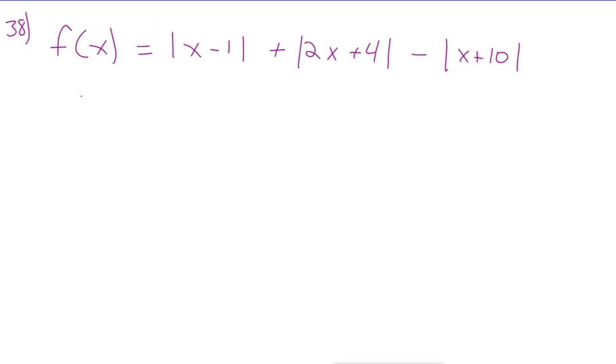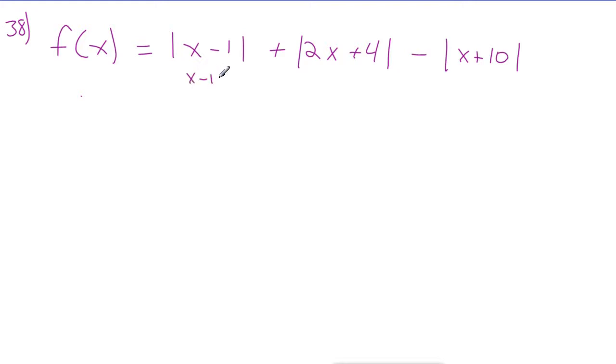Alright, so let's take a look at number 38 here. We're given this function full of absolute value, and we want to write this as a piecewise function. So first thing we want to do is find where our breakpoints are, and that's going to be where inside the absolute value equals 0. So we're going to set each one of those equal to 0.